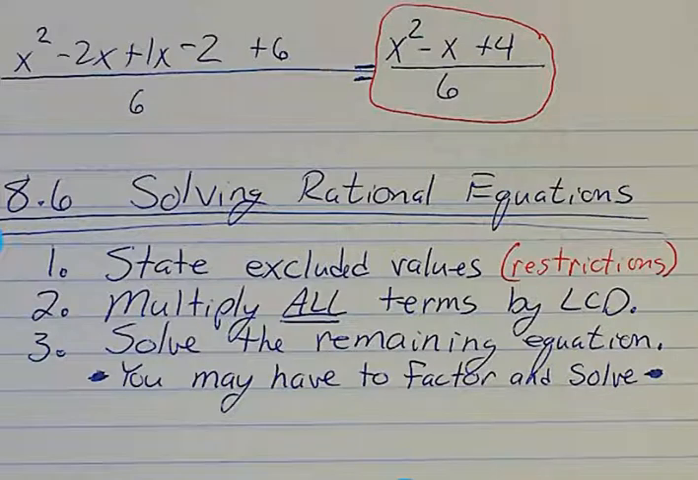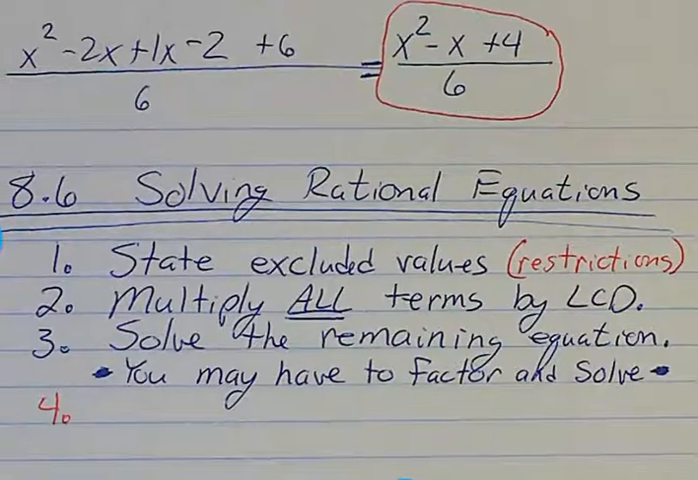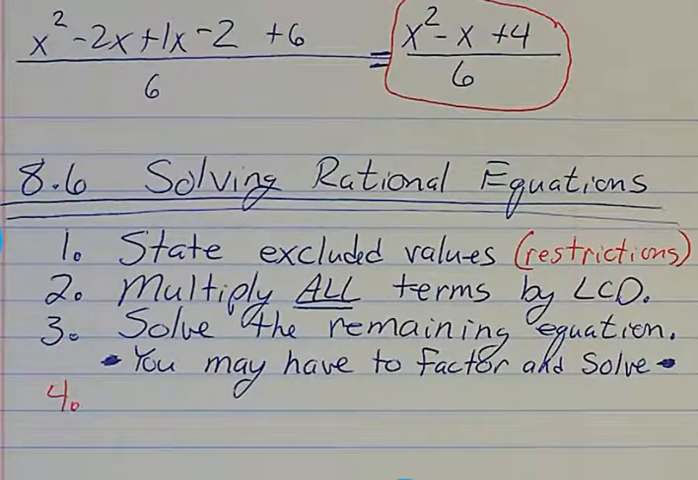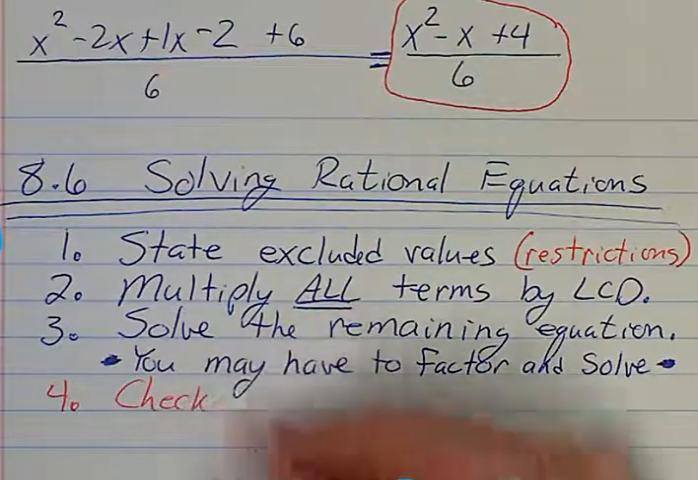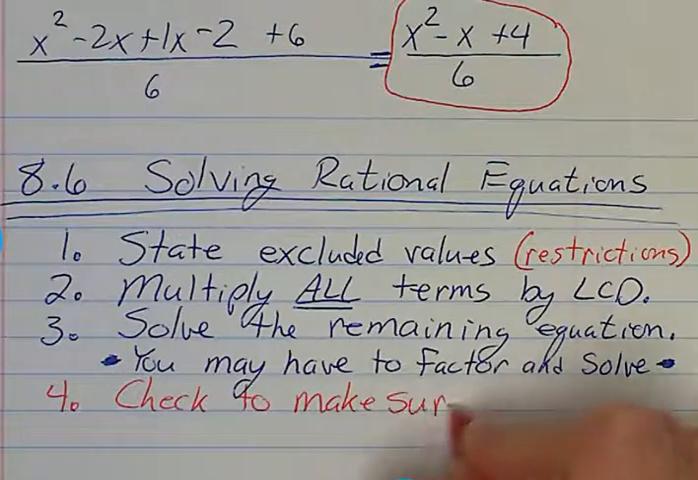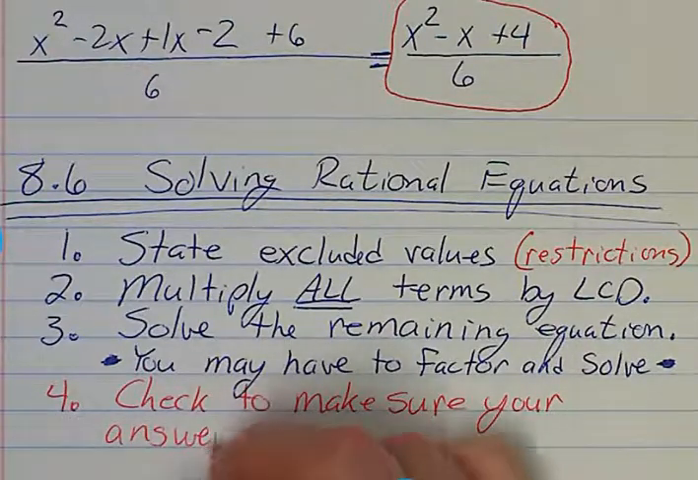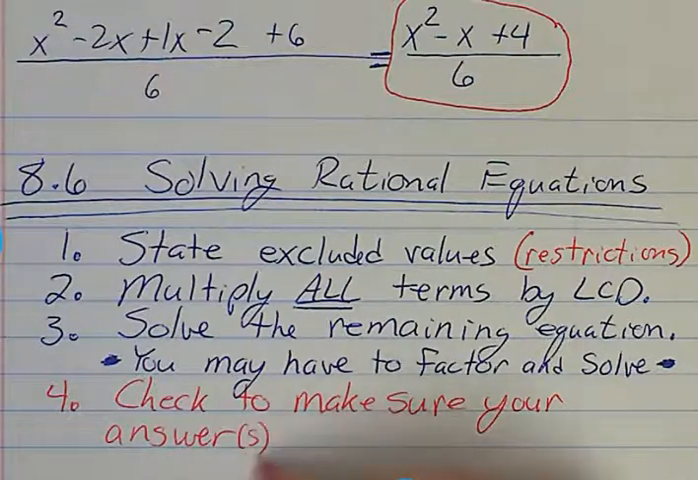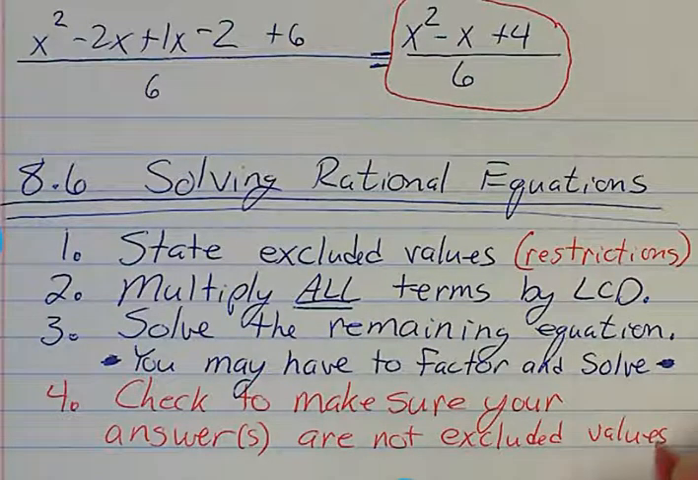Okay, and then I almost would say step 4. And this is just an extra little thing you have to do, because sometimes you'll get here and you'll be finished and you think you've got the answer, and then you've got to go back and do this part. Last little thing, just check to make sure your answer, or your answers, whichever one you get there, aren't excluded values.